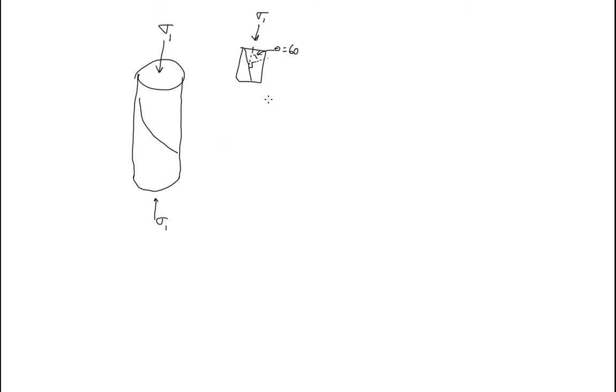Let's write that down. Rocks tend to fracture at an angle theta equals 60. In other words, 30 degrees to sigma 1. Okay. And that happens, it's very predictable. It happens over and over again.